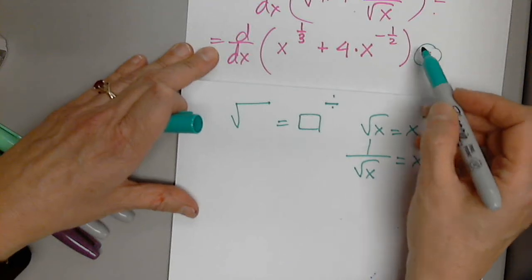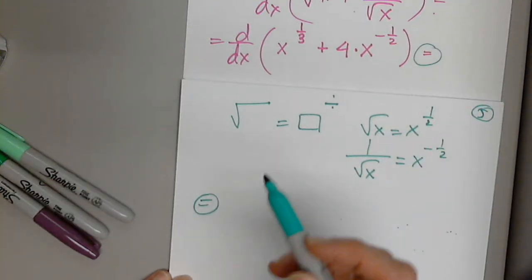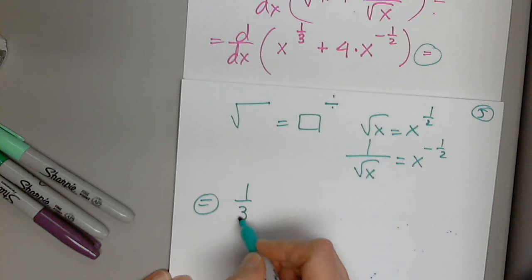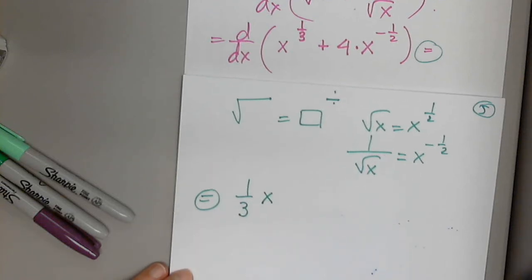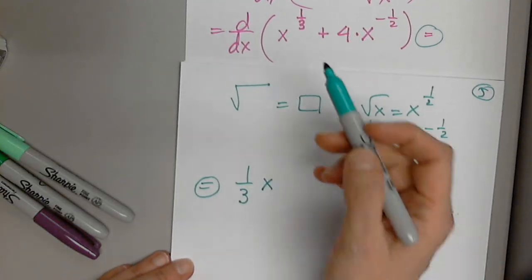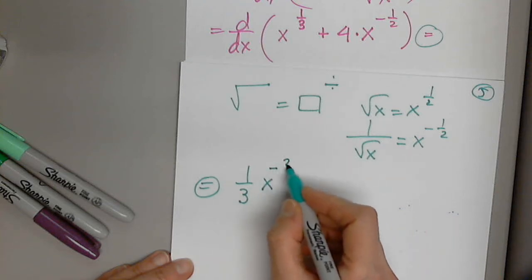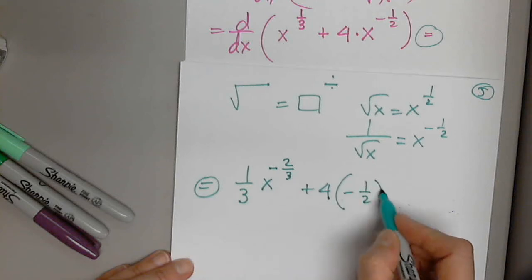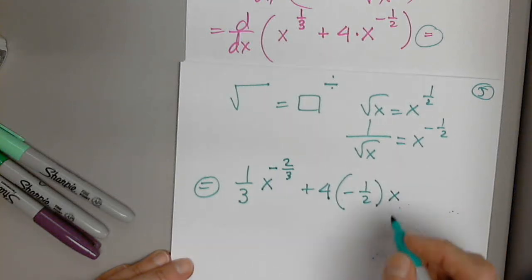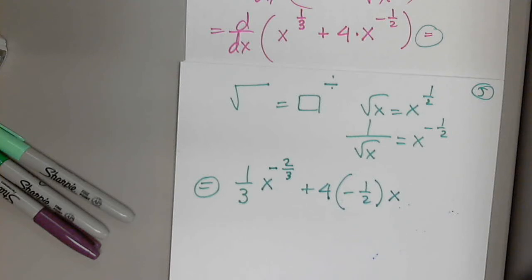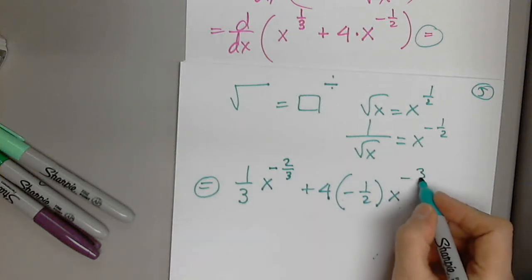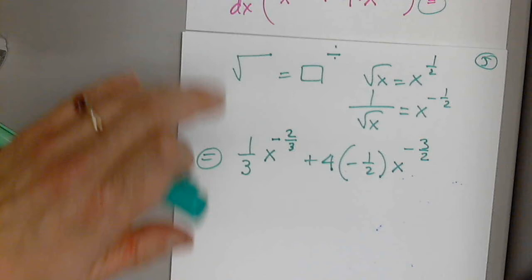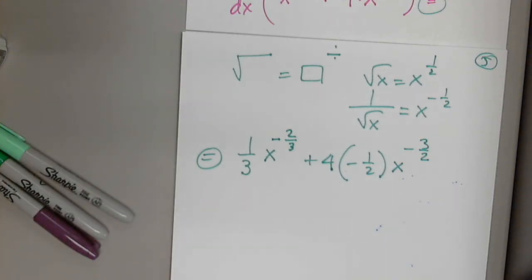So now from here we can differentiate. Bring down 1/3 and subtract 1 from the power. 1/3 minus 1 is negative 2/3 plus 4 multiplied by negative 1/2 times x to negative 1/2 minus 1, which is negative 3/2. This is not a friendly function, but we had to see this. So I would have chosen if you hadn't.